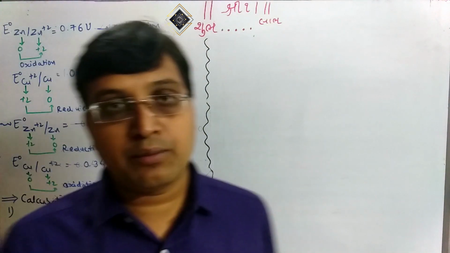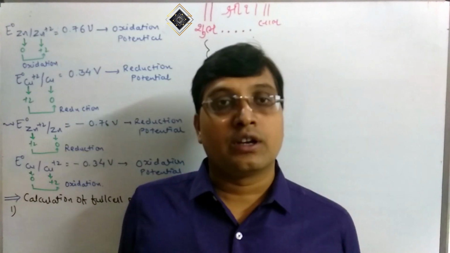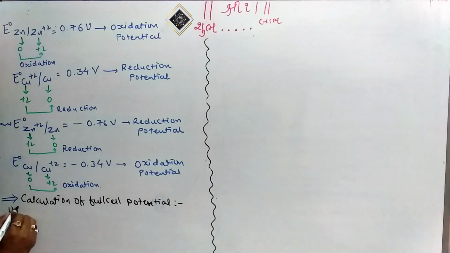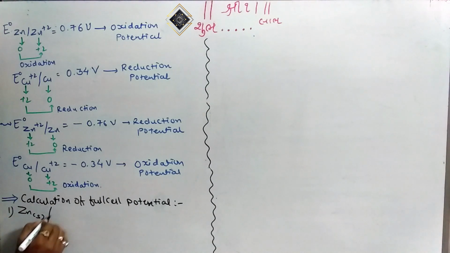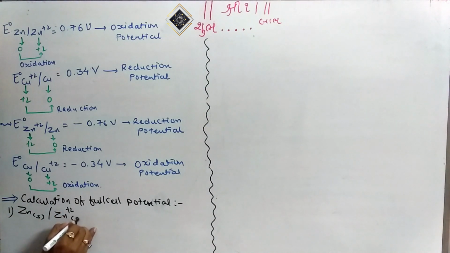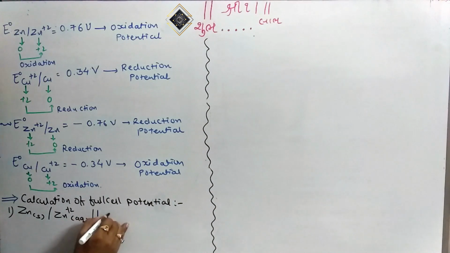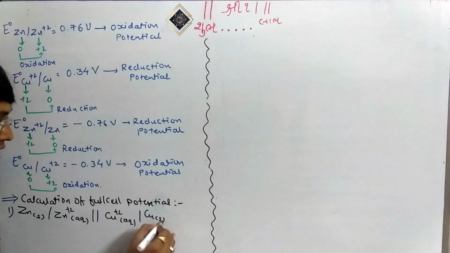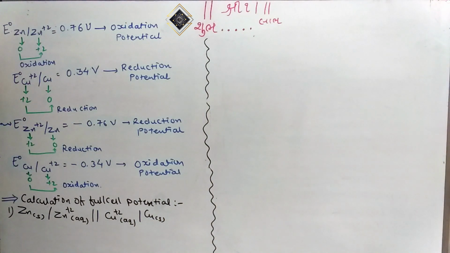Let's calculate the cell potential of the full cell. Consider the galvanic cell here: Zn(s)/Zn²⁺(aq) // Cu²⁺(aq)/Cu(s). Just recall the representation of the full cell. The double slash is a salt bridge. The left-hand side of the salt bridge is always known as the anode, and the right-hand side is always known as the cathode.